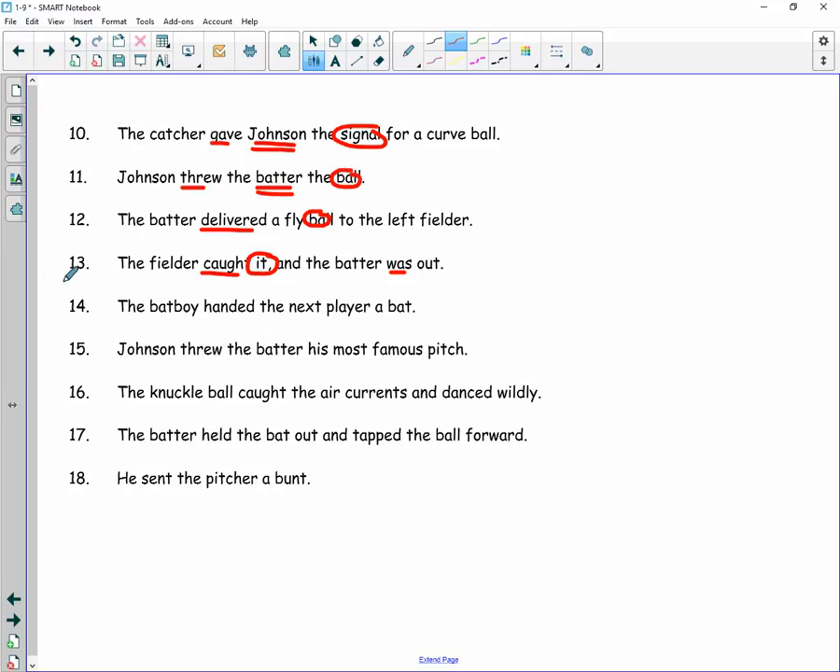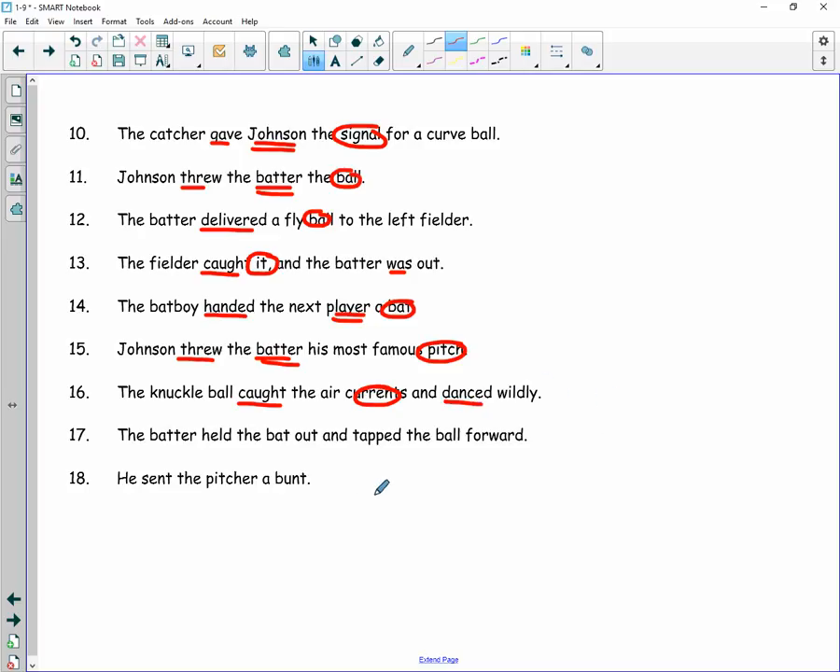The bat boy handed the next player a bat. Handed what? A bat. Who did he hand it to? The next player. Johnson threw the batter his most famous pitch. Threw what? Pitch. Who did he throw it to? The batter. The knuckleball caught the air currents and danced wildly. Caught what? Air currents. Who did it catch it to? There's no answer to that. There's no indirect object. Danced what? We don't know. Wildly is how.